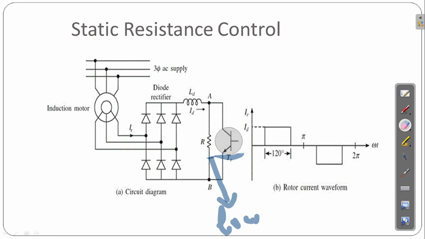If you look at the waveform, over here, at a certain time the ID will have a 120 degree phase shift. Then it will have a 0 value. There are no pulses over here for that pi. After that pi also, the negative sign will come. Then we'll have no power over here. Then it will have a 2 pi. This is the waveform of current to speed. Then this is the rotor current waveform of this static rotor control.